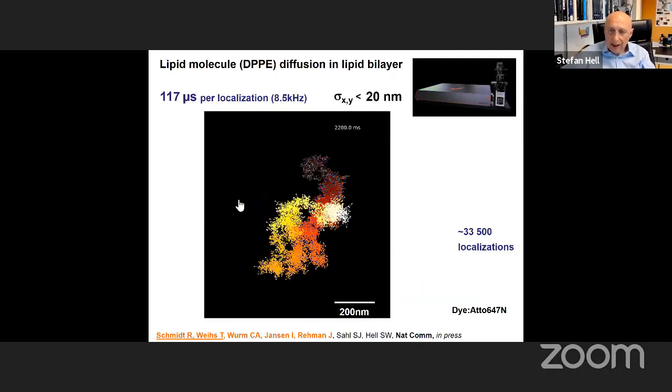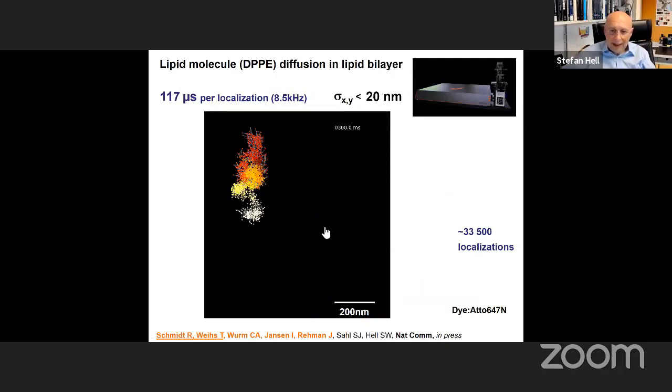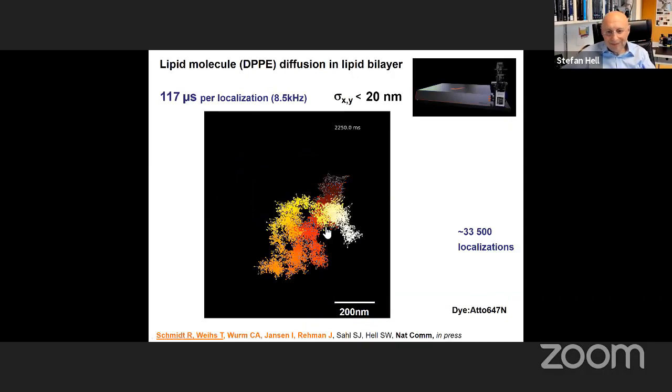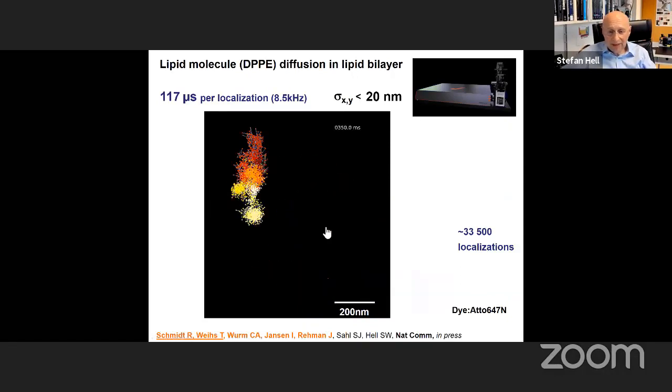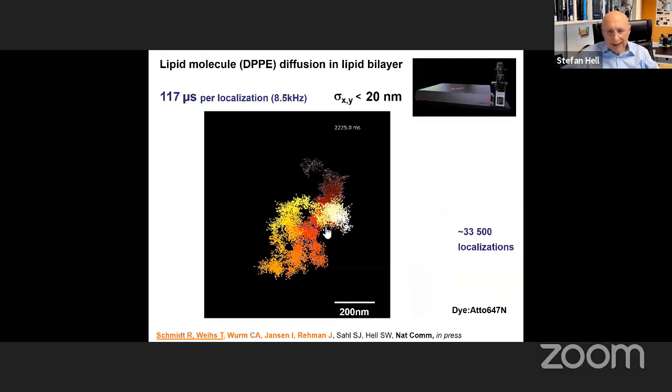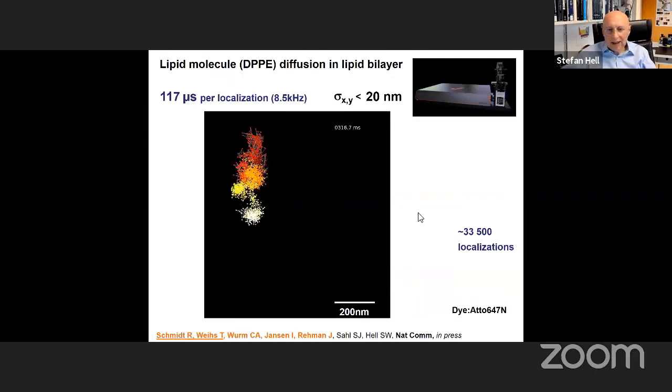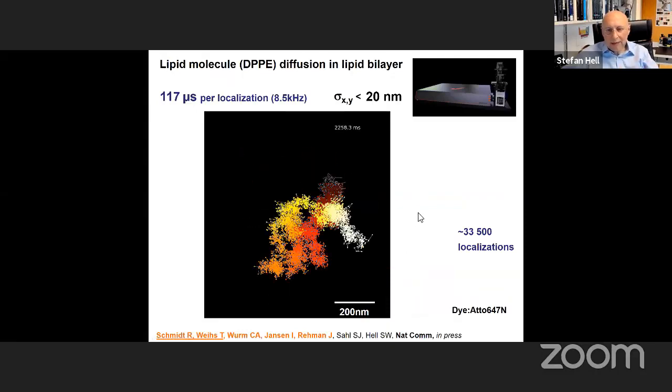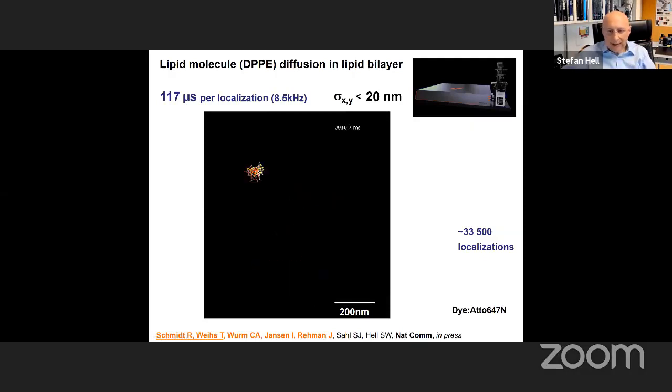3,000 localizations total. I think, especially for molecular dynamics, this is really, I won't say no competition, but it's really totally outstanding, because you get into a realm of molecular movements that is not accessible with, in my view, any other method, without, say, using beads and something like that, just labeled molecules.